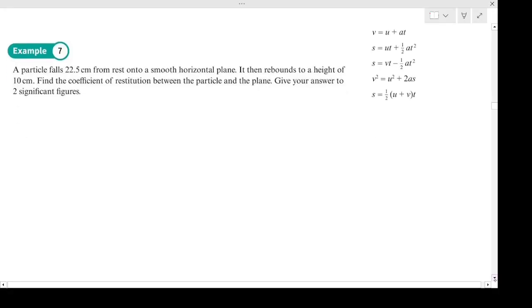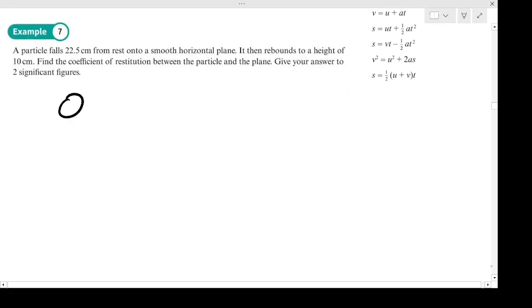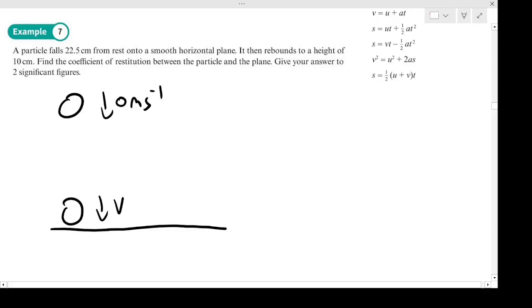Now we've got this question here. Pretty similar. So we have a particle and then it falls onto a floor. Okay, so we have a floor here. There we are. And so initially it's at rest, so initially has speed 0. And then it's going to hit the floor with a speed of v, let's call it. Okay. Now we're told it falls 22.5 centimeters. So that's my height or distance, if you will.